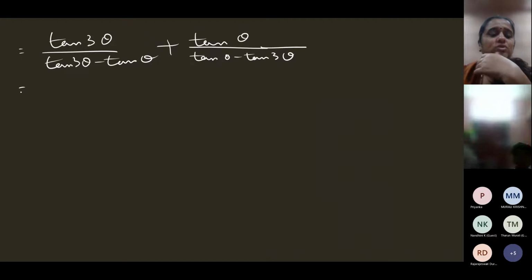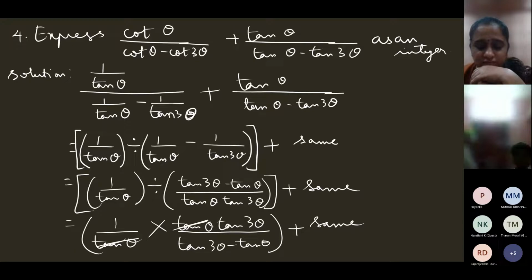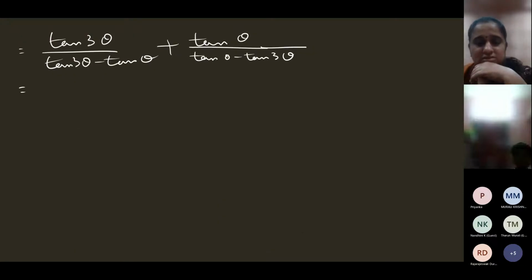Let me complete and show you the earlier slide. Yes, children. Tan 3 theta divided by tan 3 theta minus tan theta. Correct. Now, how to proceed? Look at the denominators. Tan 3 theta minus tan theta, tan theta minus tan 3 theta. A minus B, B minus A. What should I do next?